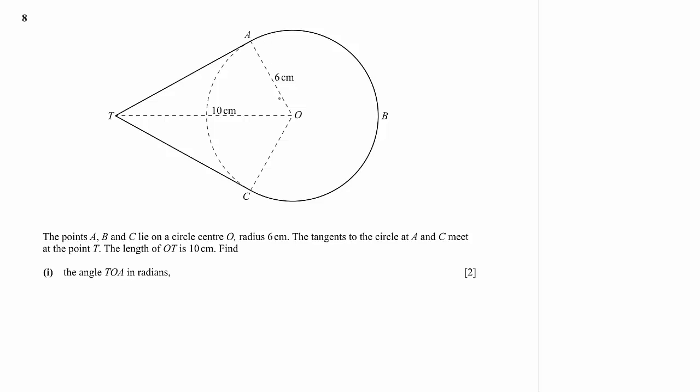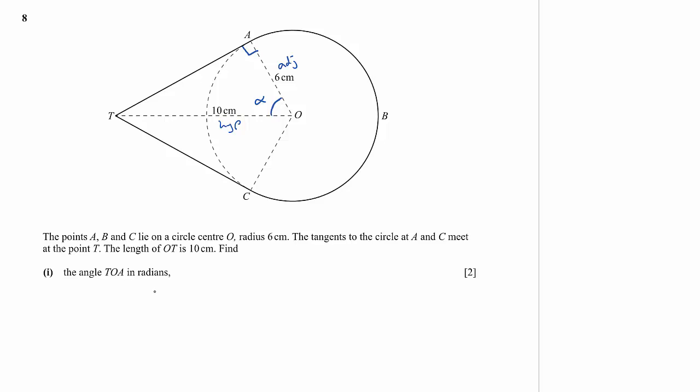Well, TOA is this angle here. I'm just going to call that alpha for the moment. We know that this is a right angle because it's between a radius and a tangent. So we can just use ordinary right-angled triangle trigonometry. This side here would be the adjacent, and this side here would be the hypotenuse in the triangle OAT.